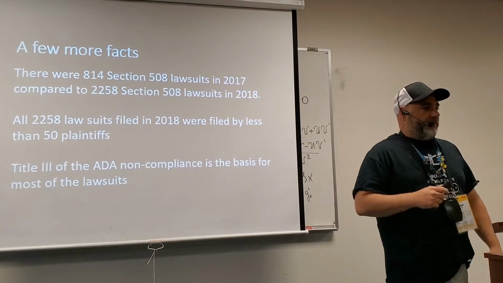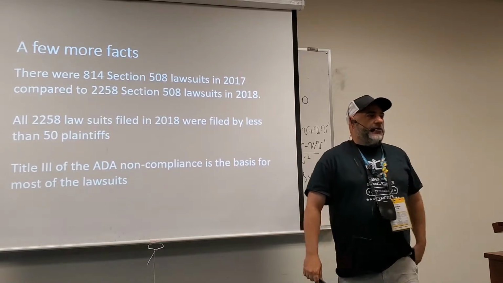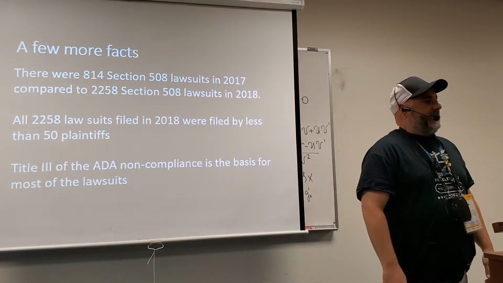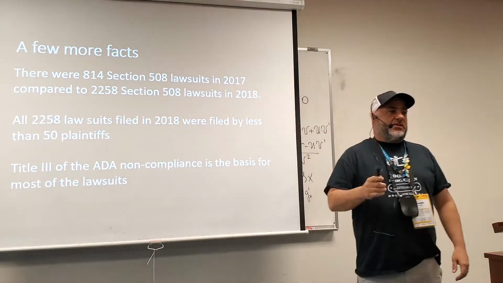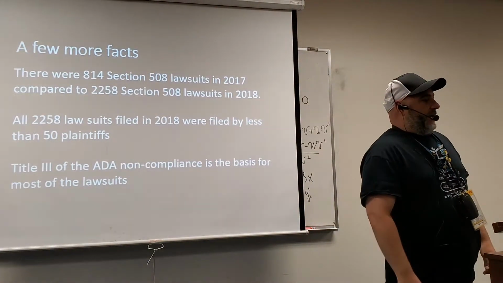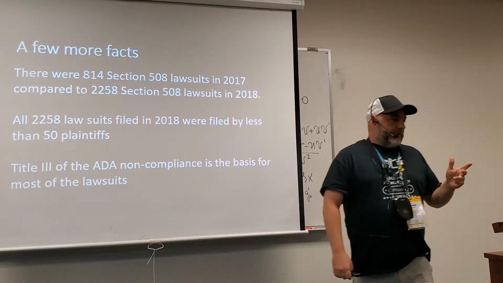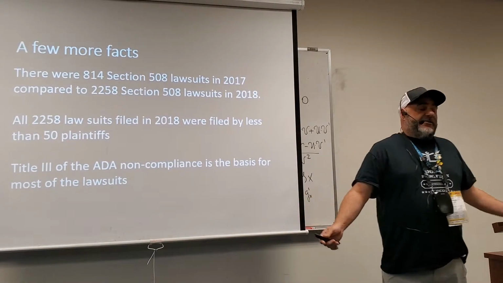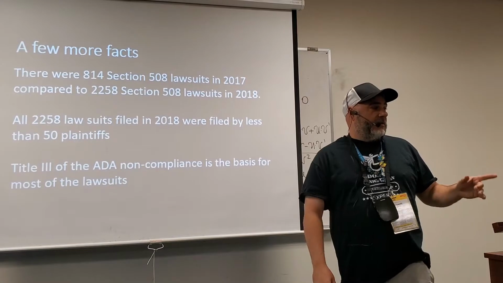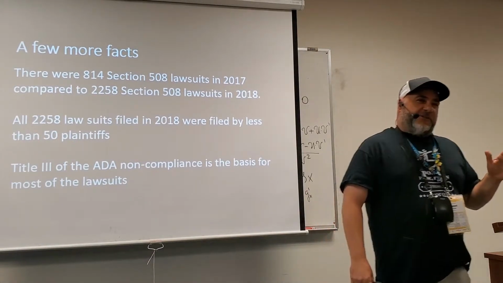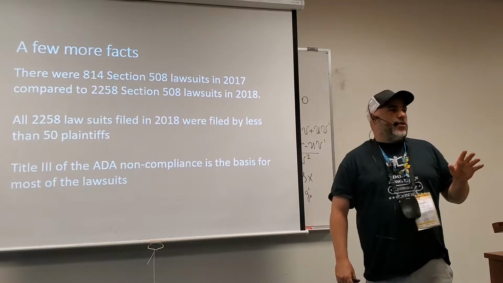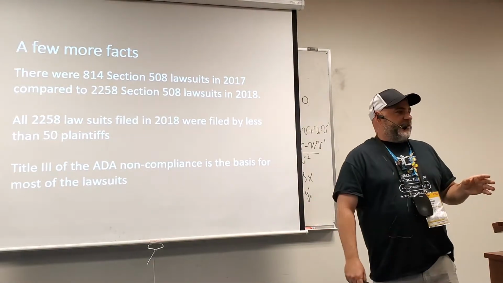All right, a few more facts. There were 814 Section 508 lawsuits in 2017, and there were over 2,200 lawsuits last year. This is just federal lawsuits. And all of the lawsuits last year were filed by less than 50 plaintiffs. And I think the first 1,500 or 1,600 were filed by like 28 plaintiffs. I mean, it's just ridiculous.